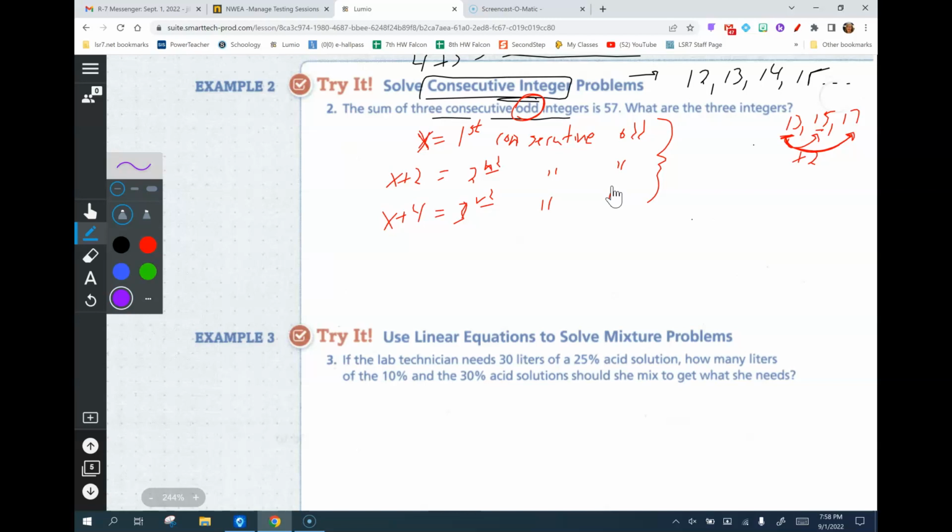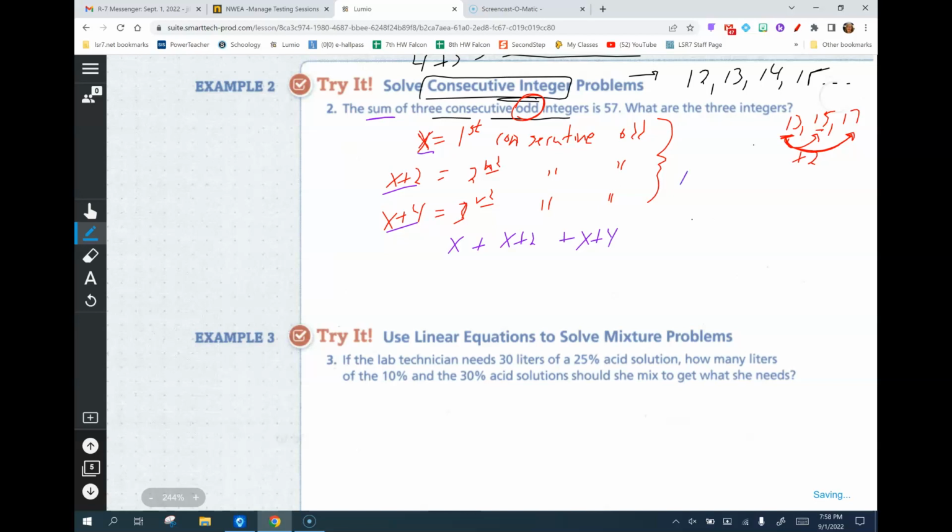Okay, so now let's look at the equation. We need a sum. What does sum mean? I'm going to add. So I'm going to take all 3 of these, and I'm going to add them because I want the first one, which is x, plus the second one, which is x plus 2, plus the third one, which is x plus 4. So what I'm doing is taking the first plus the second plus the third to get my total. Do I need the parentheses? No. That's just for emphasis. So now we're going to solve this equation. I'm going to pause it. You do this, you solve, go.